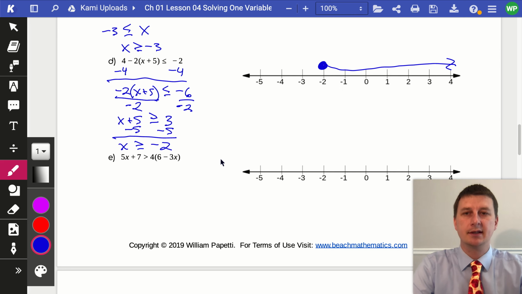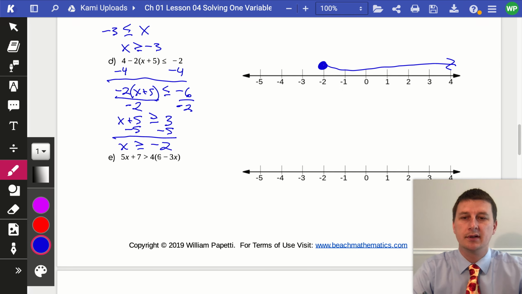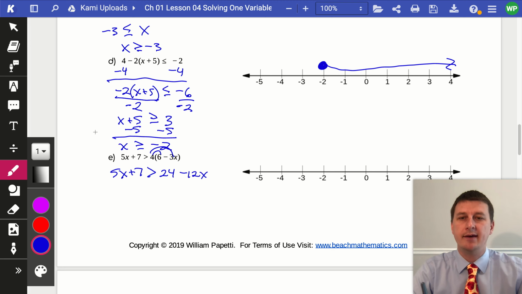And one more for this exercise. We're going to have variables on both sides of our inequality now. So the first thing we want to do, in this case, is distribute. Because if we were to divide by 4 on both sides, we'd be dealing with fractions, which is okay, it is possible. But to make my life a little bit easier and yours, we're going to distribute that 4 to everything inside the parentheses. So I'm going to be left with 5x plus 7 is greater than 24 minus 12x.